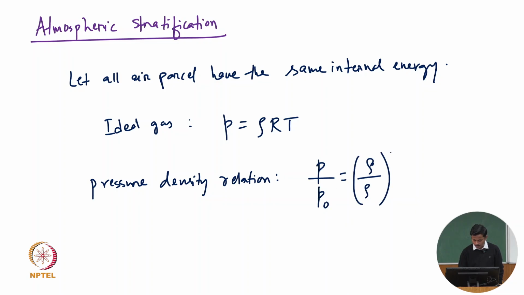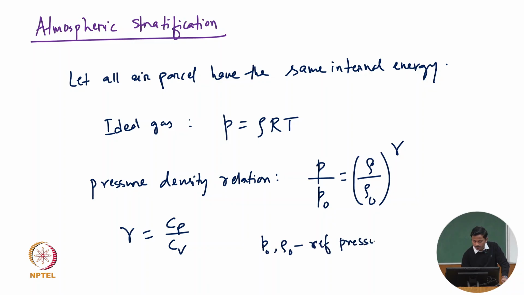So the adiabatic relation between pressure and density, P by P naught equal to rho by rho naught to the power gamma, where gamma is the ratio of the specific heats, Cp by Cv, and rho naught and P naught are a reference density and pressure. This can vary with the problem, but this is generally taken to be the values at the sea level. So this is reference pressure and density at a certain level. So let's assume that this is at the sea level or at the ground.